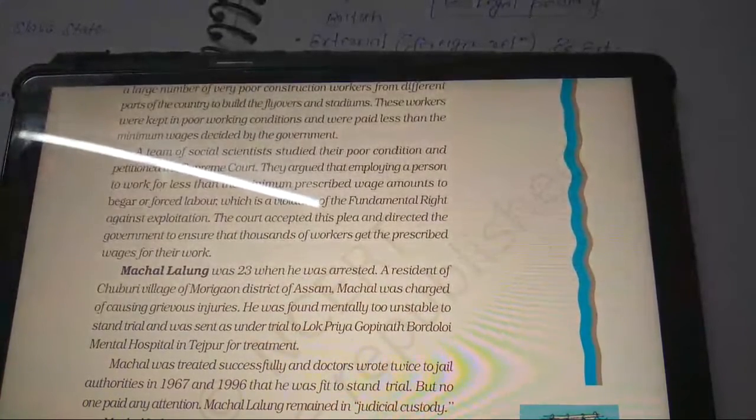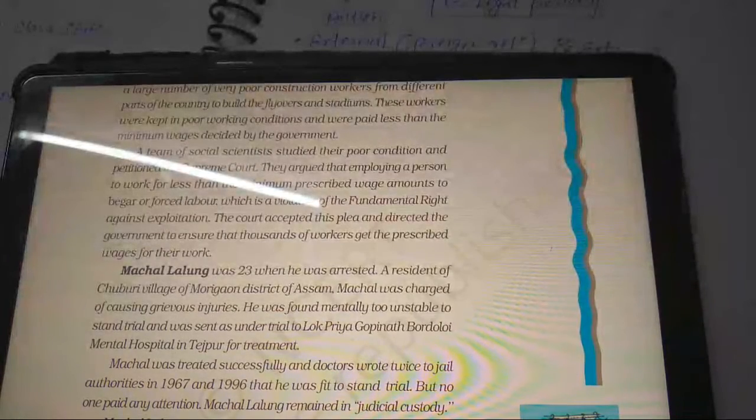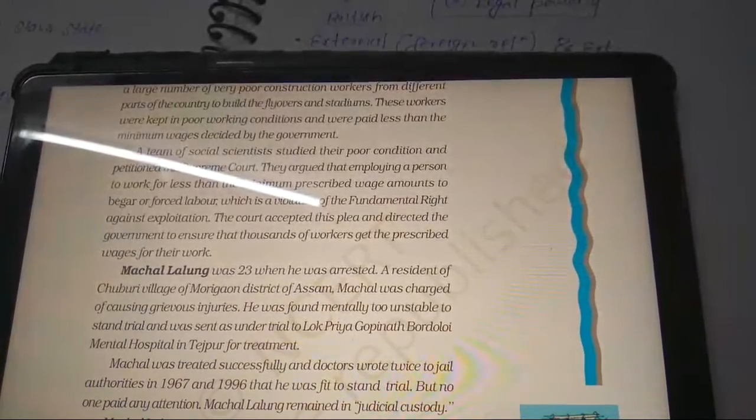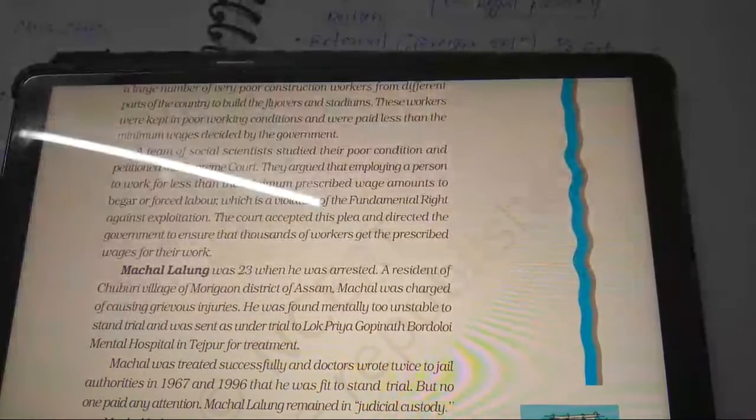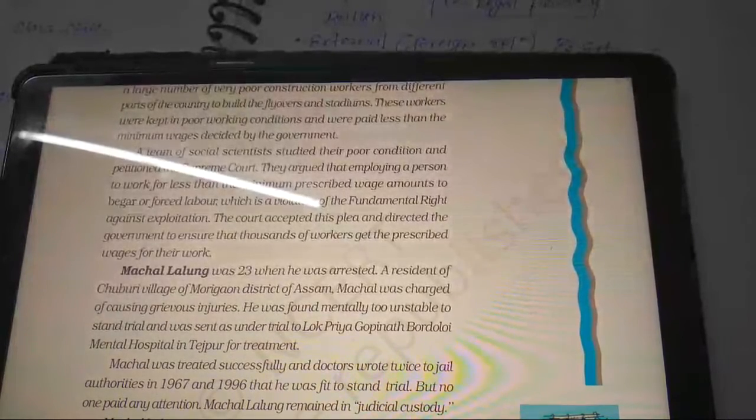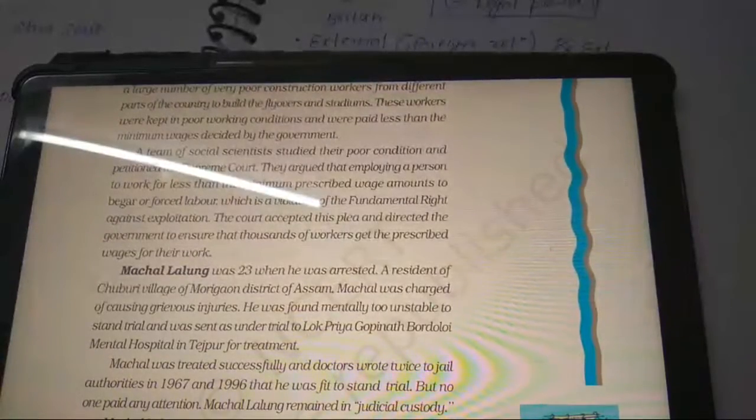A team of social scientists studied their poor condition and petitioned the Supreme Court. They argued that employing a person to work for less than the minimum prescribed wages amounts to begar or forced labor, which is a violation of the fundamental right against exploitation. The court accepted this plea and directed the government to ensure that thousands of workers get prescribed wages for their work.